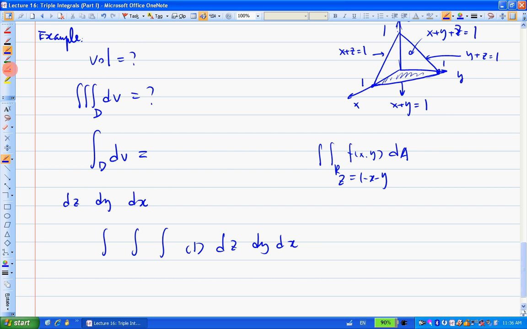Then you're ready to pick any point inside the shadow. You draw a vertical line across this region D, because you're doing dz first. That's why we do this step. We're going upwards in the positive z-axis. You have a first contact and a second contact, and that gives you the z min and z max. In this case, z min will be 0, and z max will be 1 minus x minus y.